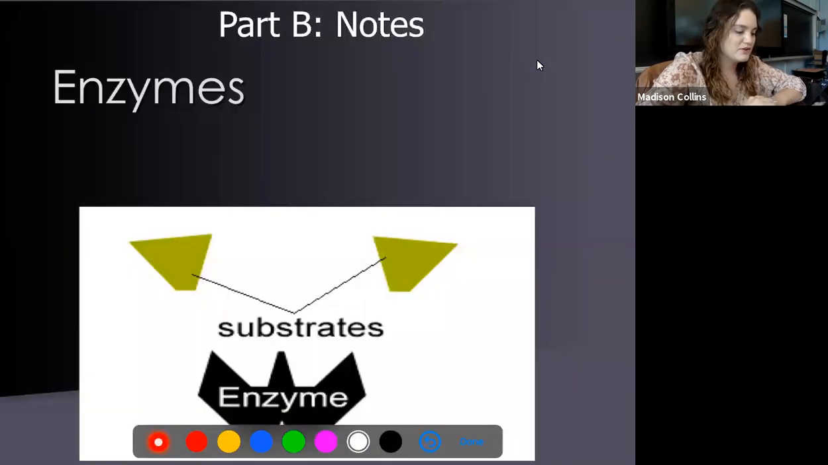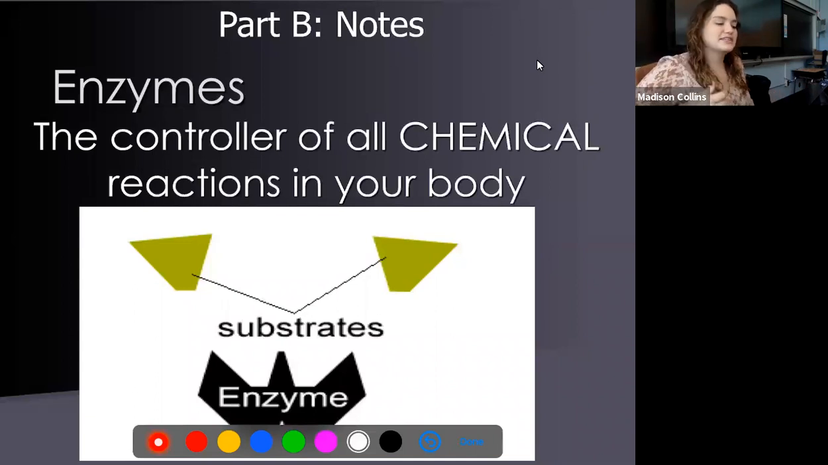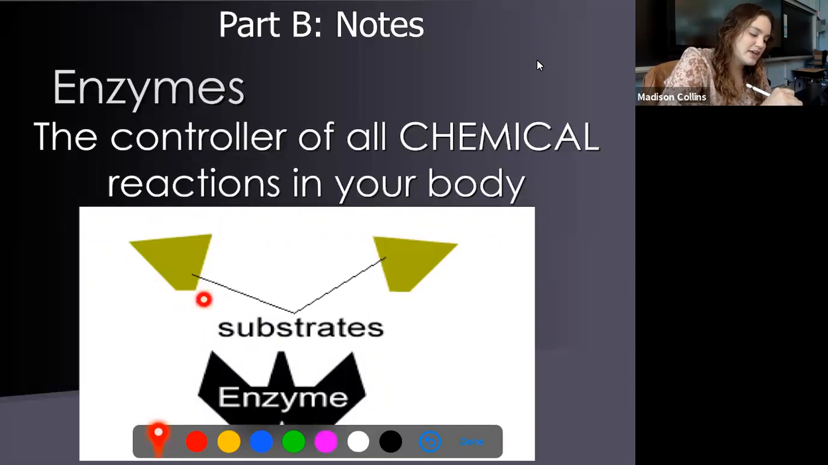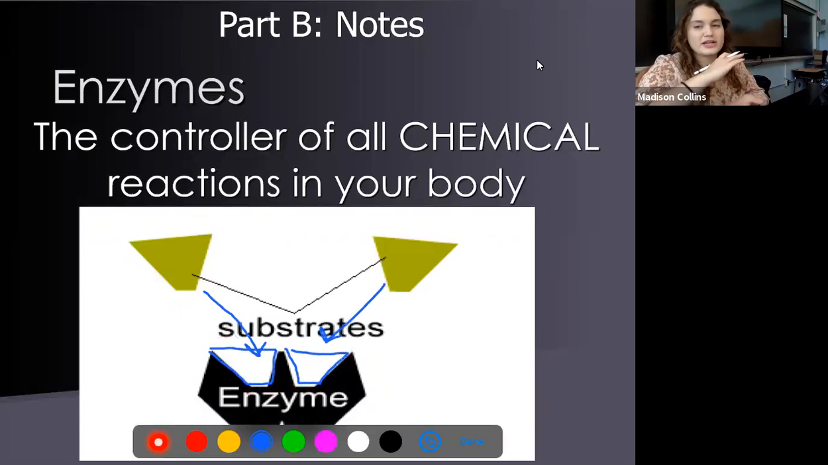All right, moving on. So enzymes, you should have already written down that enzymes are the controller of all chemical reactions in your body. And the way those chemical reactions happen is demonstrated below. So once again, this was supposed to be a moving GIF, but we're going to make do with what we have. So we have an enzyme, and then we have these two things called substrates. And you might notice that these substrates are the same shape as this missing space in the enzyme. So what has to happen is these substrates are going to come down and fit into these puzzle pieces that are missing in the enzyme. And in the second that that substrate connects with the enzyme, that is what causes the chemical reaction to occur.